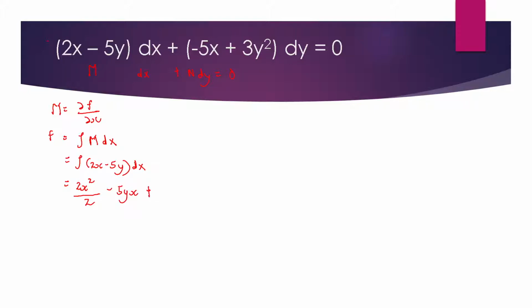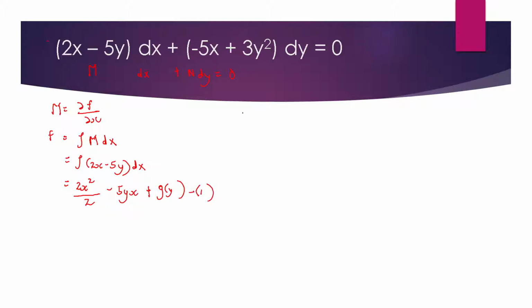Since this is partial integration, the constant is actually a function of y, let's say g(y). So this is what we denote as the first equation.